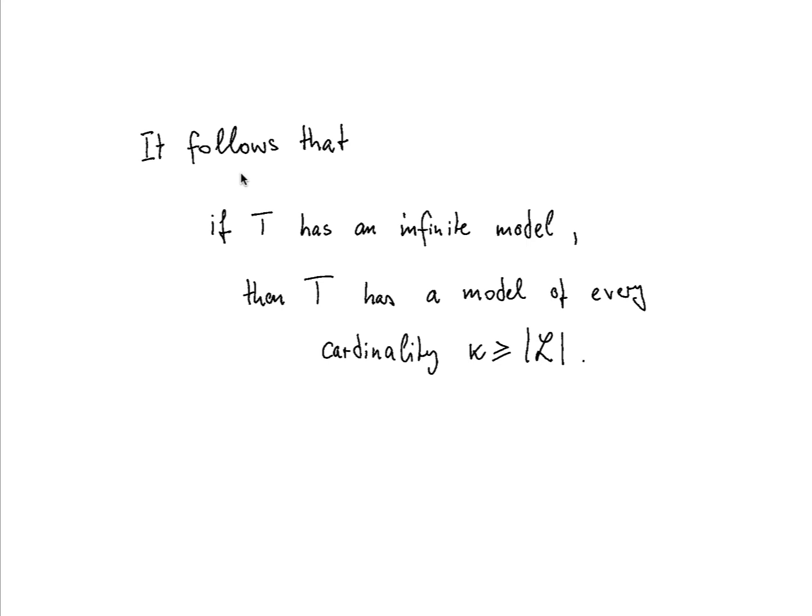As a consequence of these two theorems, we now have that if we have a consistent theory T that has an infinite model, then that theory has indeed a model of every cardinality at least as large as the cardinality of the language. So we not only have countable models if, for example, the language is countable. If we have an infinite model, then we also have models of every infinite cardinality.